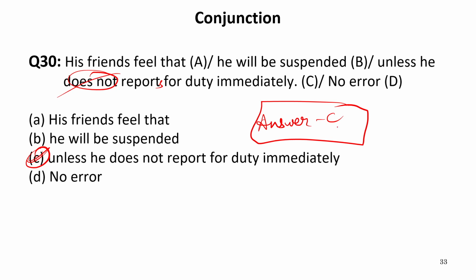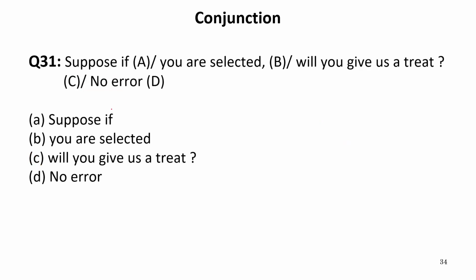Now let us move to the next one. Suppose if you are selected, will you give us a treat? Now we have already learned this, that we cannot use two conditional words together. So one of these two words has to be removed, either of these two words. So let us remove this suppose. So the correct sentence will be if you are selected, will you give us a treat? And if we keep this suppose and remove if, the correct sentence will be suppose you are selected, will you give us a treat? Therefore, the error is in part A. So our answer is A.